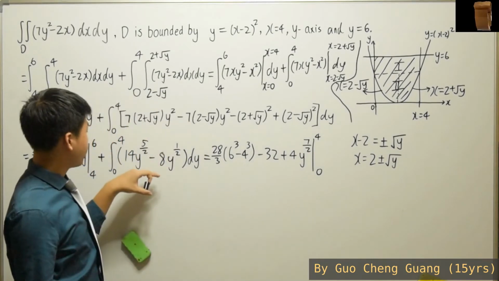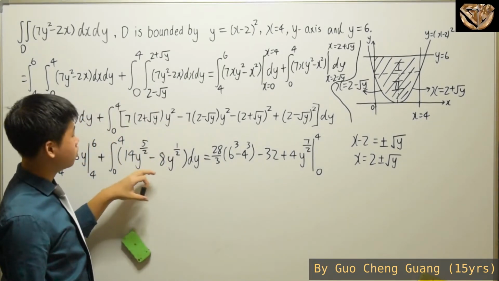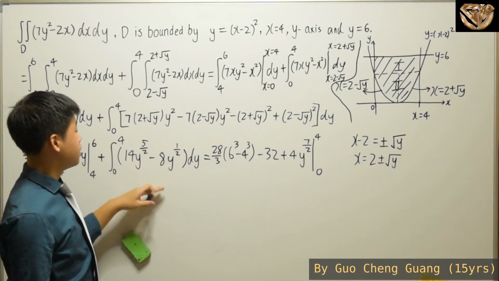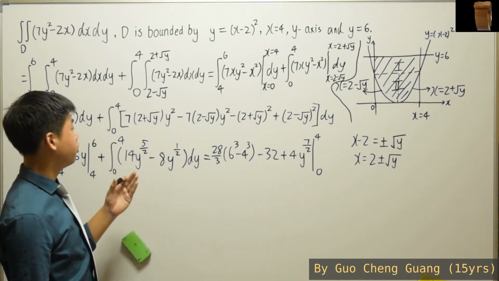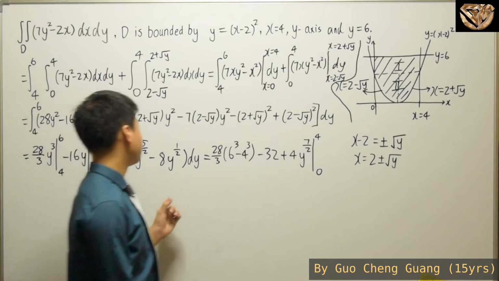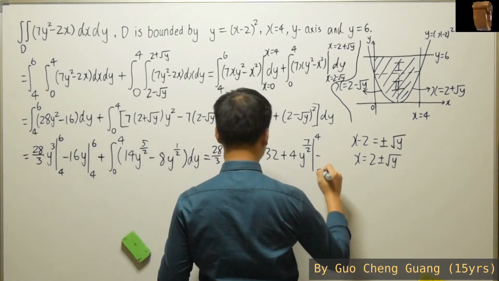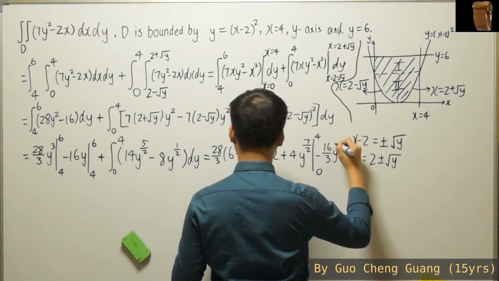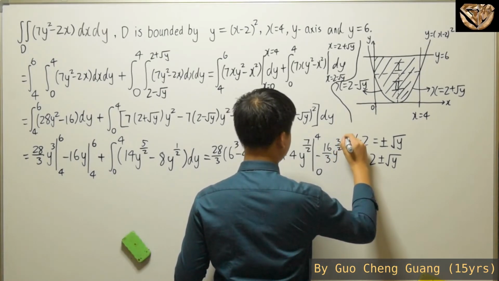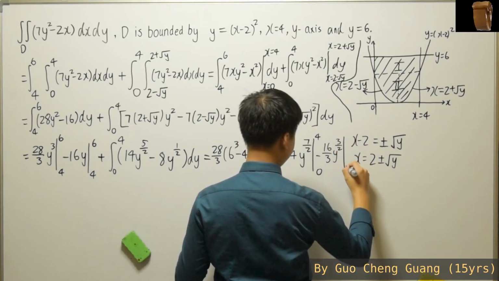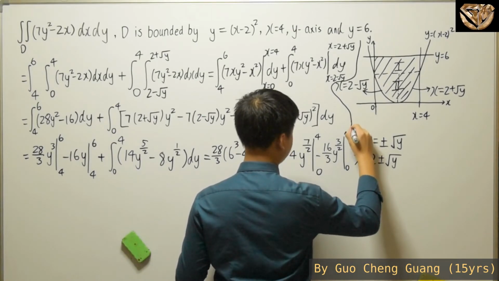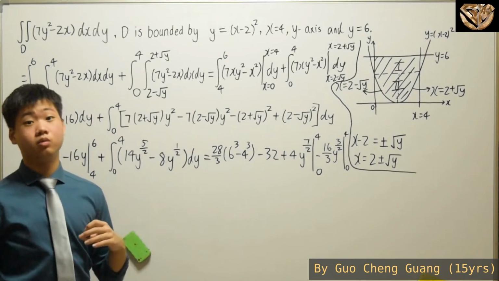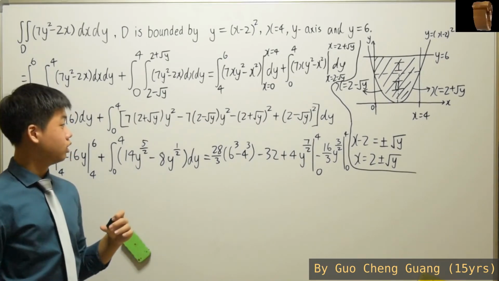And we can take a look at your last term. So y to the power of half. That means you have y to the power of 3 over 2. So minus 16 over 3 y to the power of 3 over 2, substituting the values 0 and 4. Alright, so this is what we are going to see.